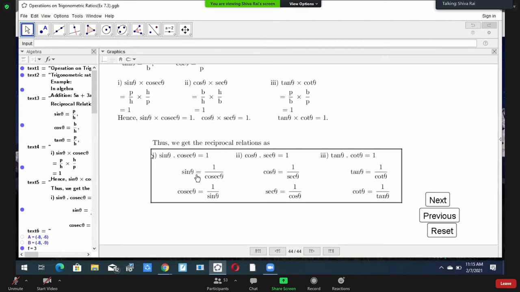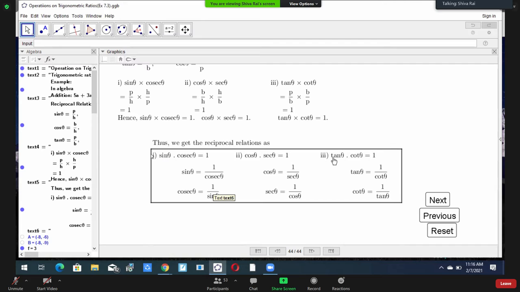So from here, sin theta equal to, we can write, 1 upon cosec theta. Similarly, cosec theta equal to 1 upon sin theta. Reciprocal, you look, reciprocal relation. Cos theta into sec theta equal to 1. Already we have got this from above. And cos theta equal to 1 upon sec theta. Similarly, we can write sec theta equal to 1 upon cos theta.